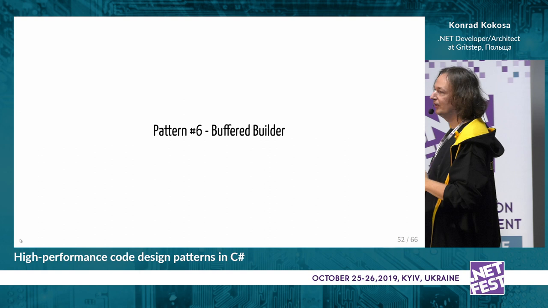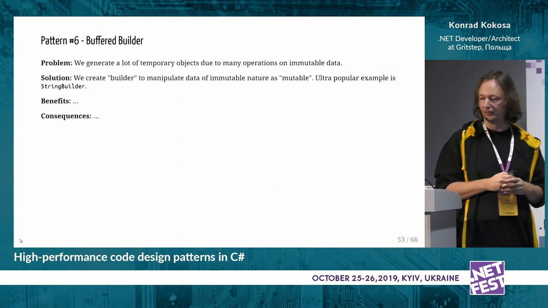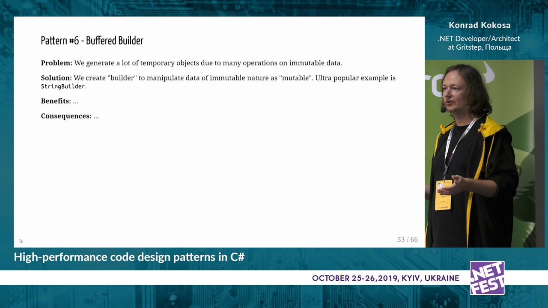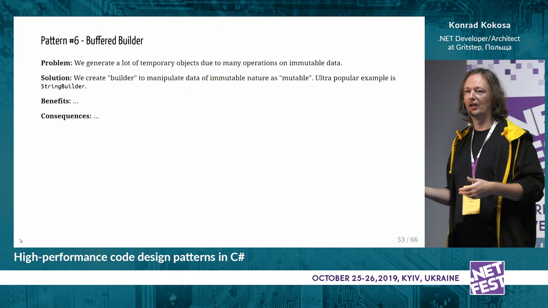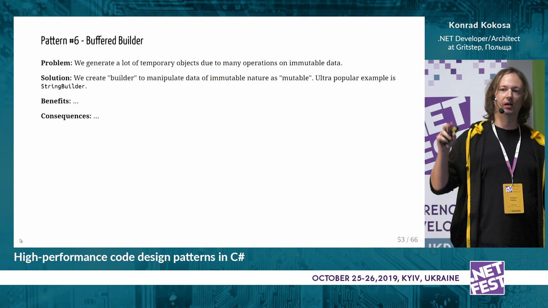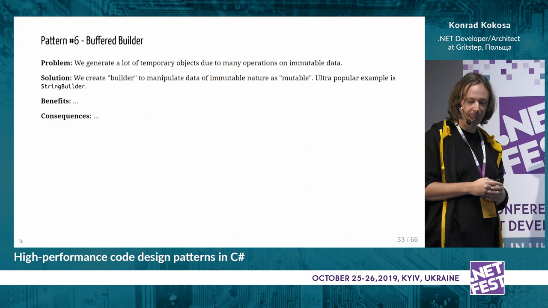The last pattern I would like to describe is called buffered builder, because we can meet it very often in high performance code. The problem that we are trying to solve here is that we generate a lot of temporary data because we operate on immutable data, like string. String is immutable. When we are adding something to a string, in fact, we are creating a new string with the bigger content. We need some kind of builder that will help us manipulate this immutable data in a mutable way, let's say. And the ultra popular example here is StringBuilder, which has been available in .NET for as long as I remember. StringBuilder is the typical solution here.